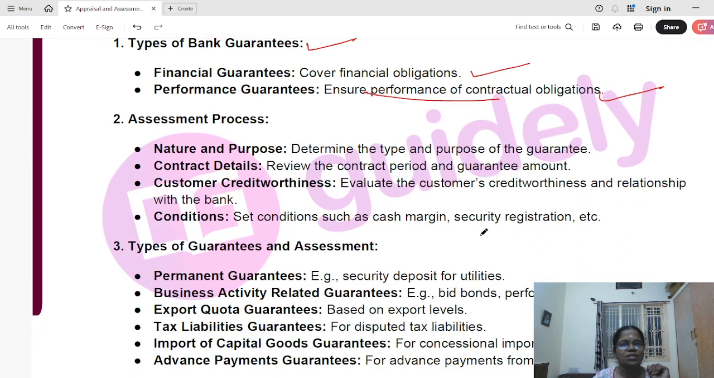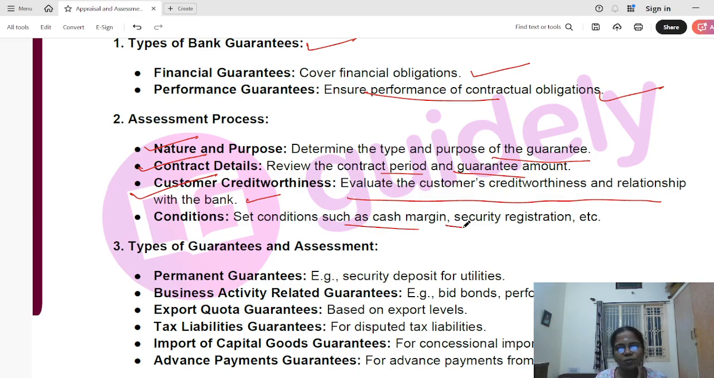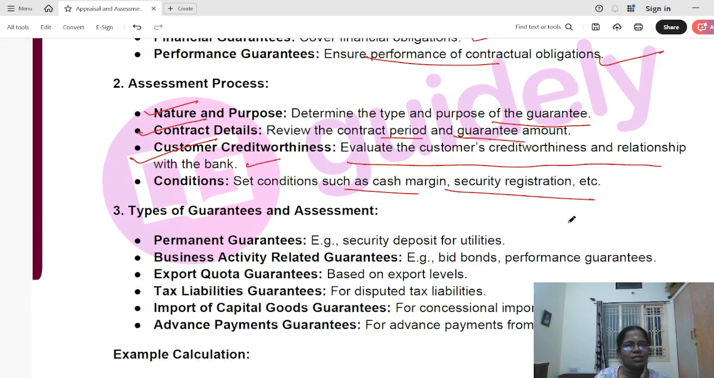So the assessment process: nature and purpose, determine the type and purpose of the guarantee, which defines the contract details, contract period and guarantee amount. Then customer creditworthiness: evaluate the customer's creditworthiness and the relationship. If they have a good relationship with the banker, obviously the banker will provide the guarantee. Conditions are set, such as cash margin, security, registration, etc.